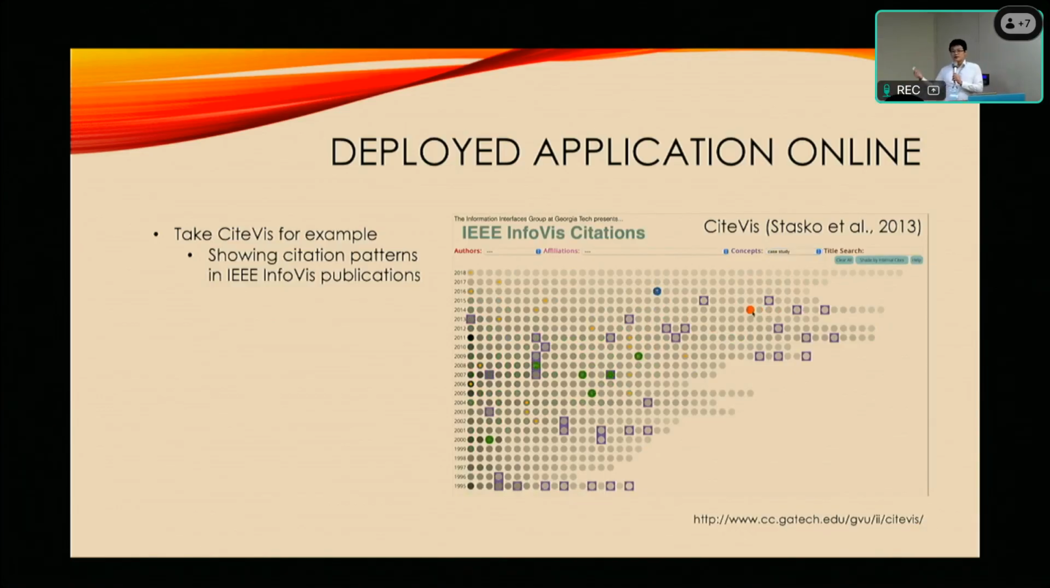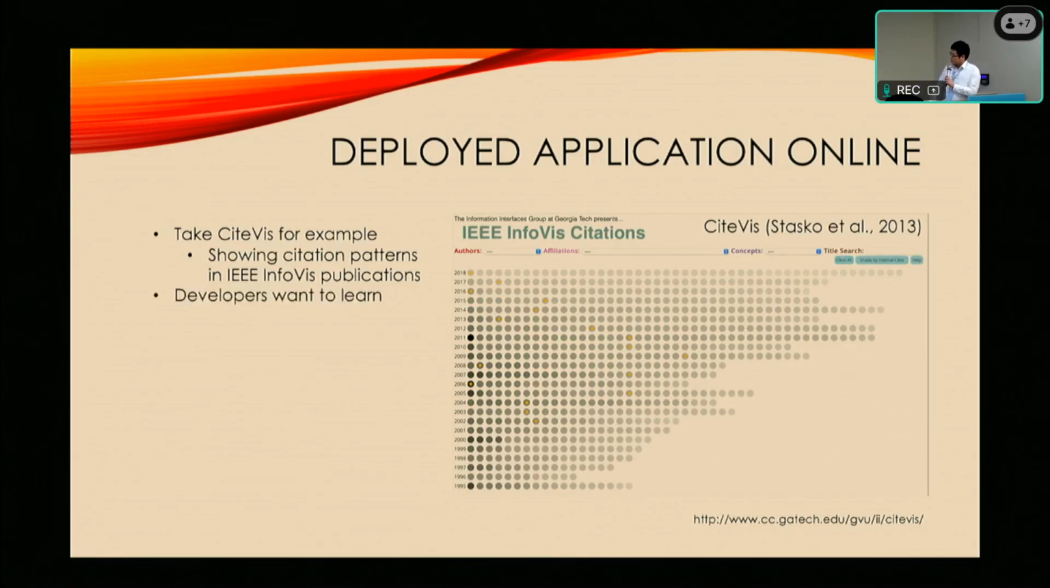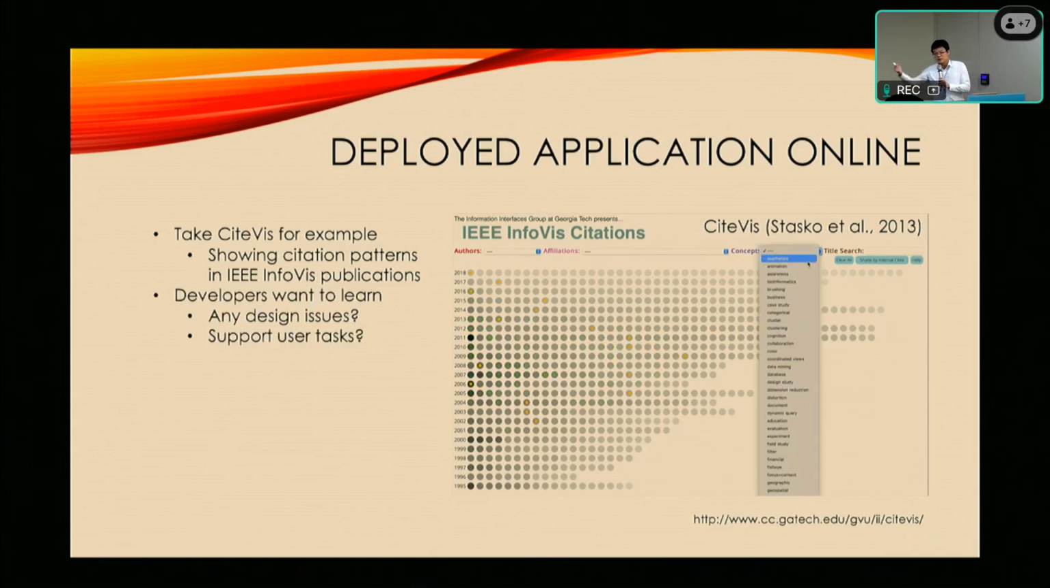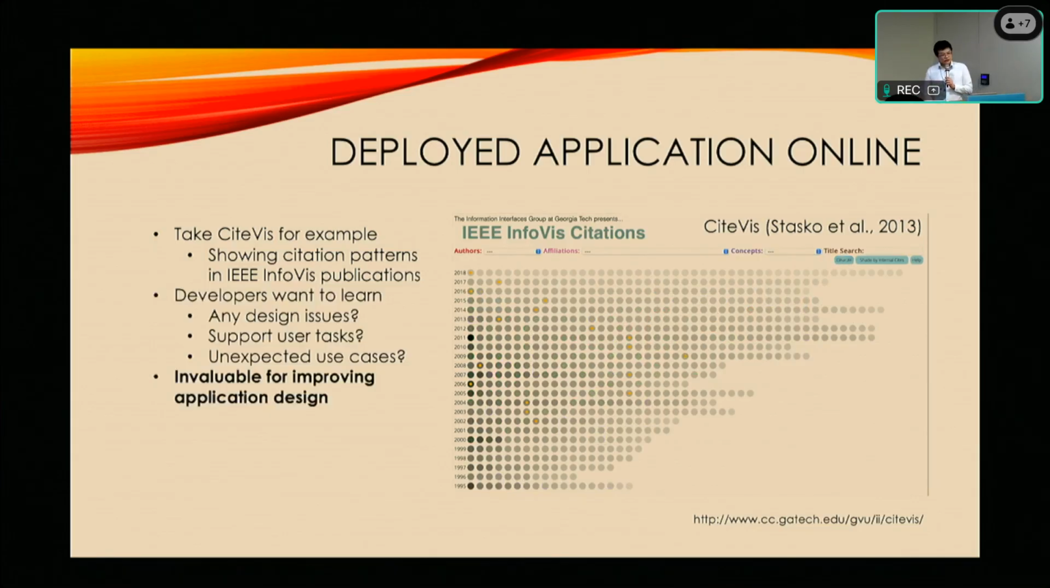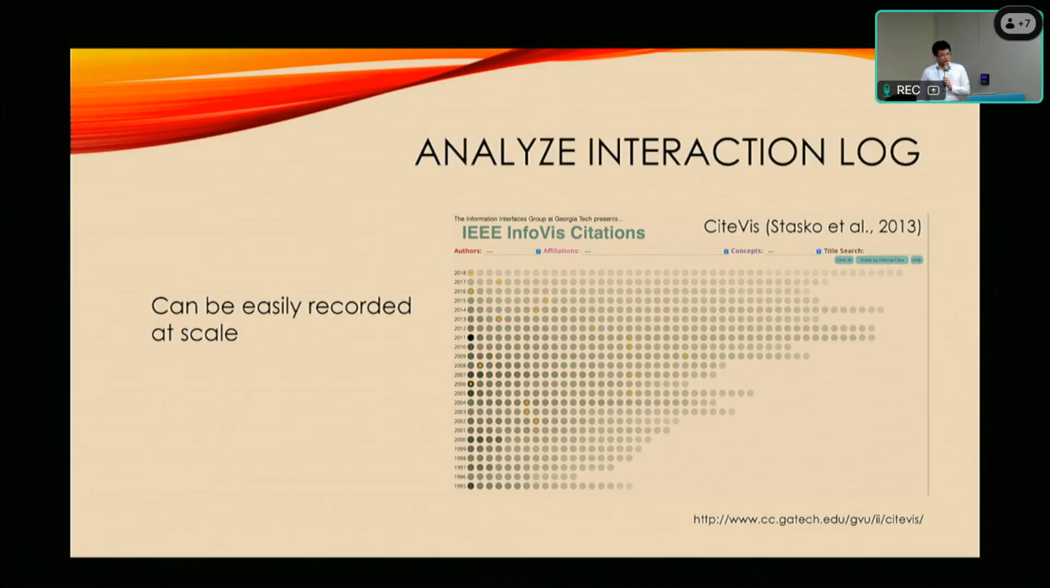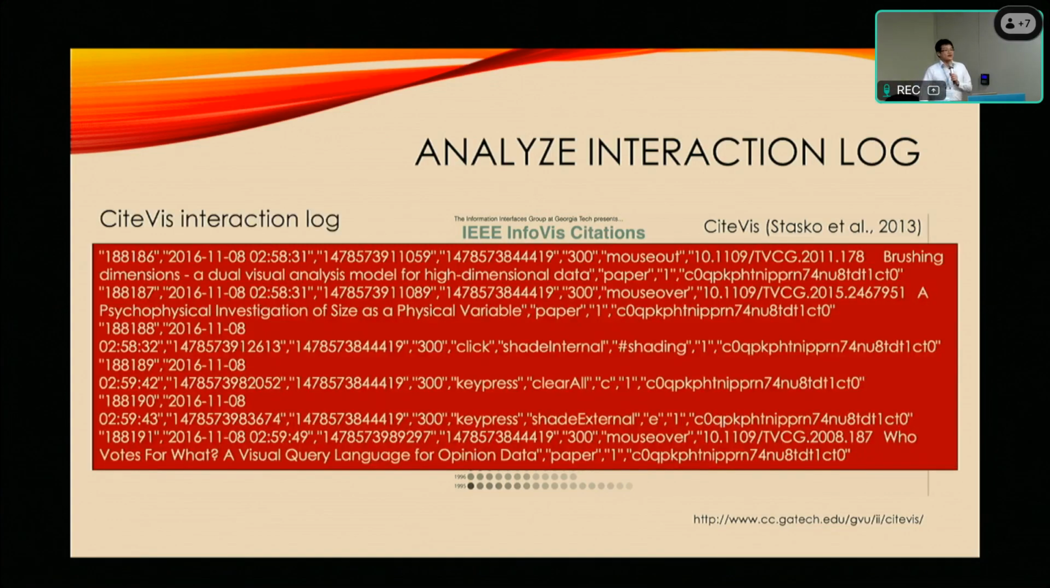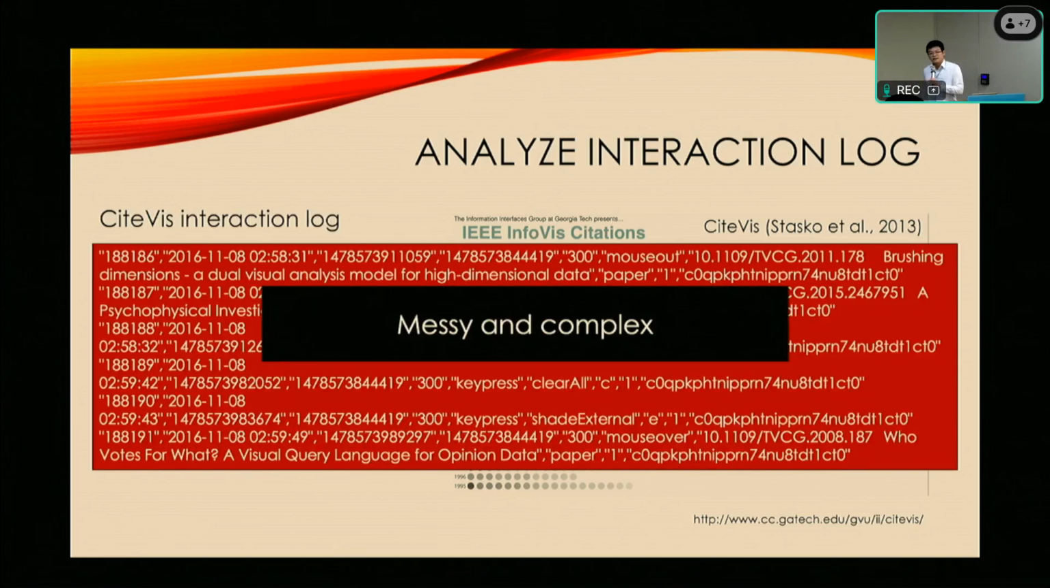Now, with this information, a developer may want to know, hey, are there any design issues with the system? Does it support the user tasks we designed the system to support? And are there any unexpected use cases, for example? This information is invaluable for improving the application design. One way to get it is through analyzing interaction logs, basically what people are doing in the system. It can be easily collected at scale. A log of PacificVis may look something like this. It has some timestamps, some details, but it is still very messy and complex.